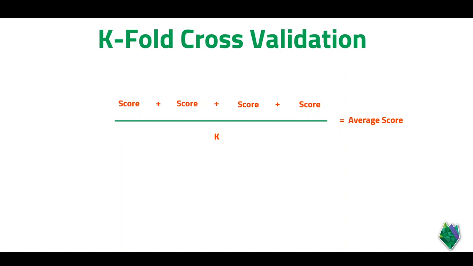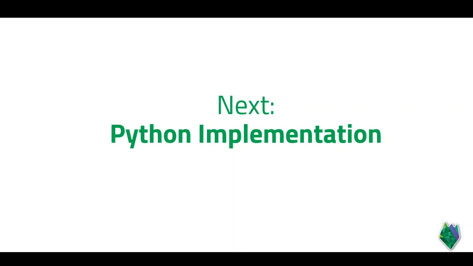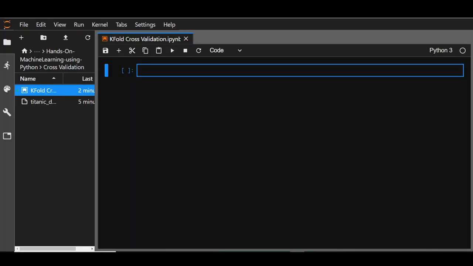Now, this was the basic idea behind k-fold cross-validation, and now we'll be taking a look at how we can implement this in Python. Alright, so now we're going to be implementing k-fold cross-validation, and I've opened up my Jupyter Notebook environment here, as we're going to be implementing this in Python.